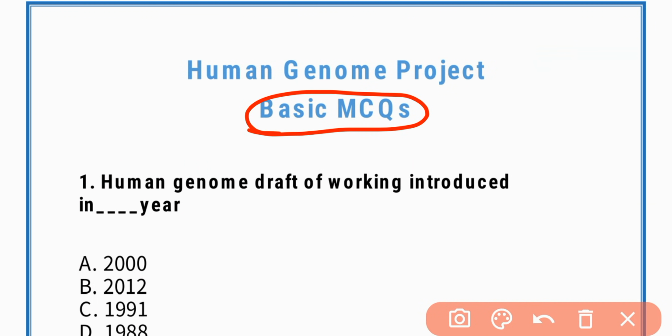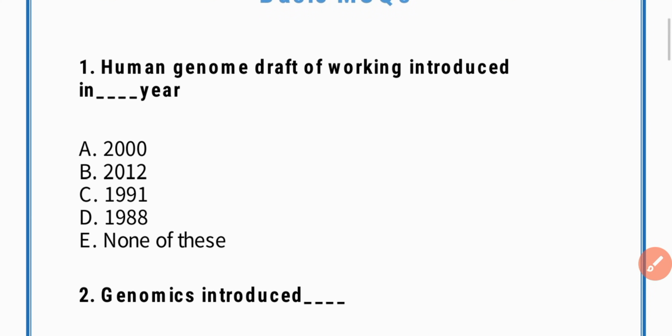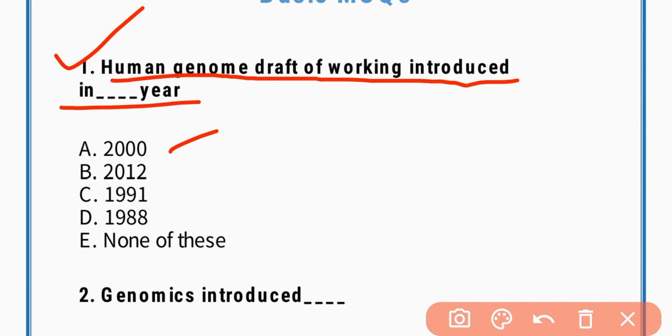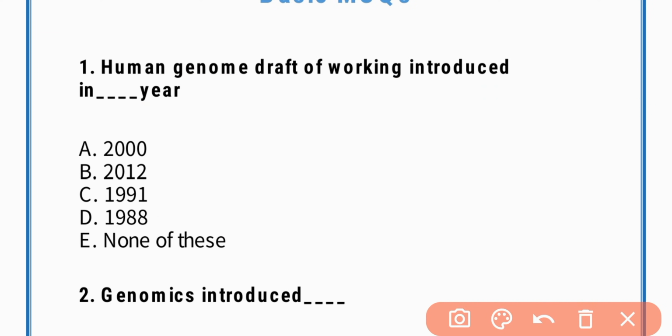Basic MCQs of Human Genome Project. MCQ number 1. Human Genome Draft of Working introduced in year: 2000, 2012, 1991, 1988, none of these.